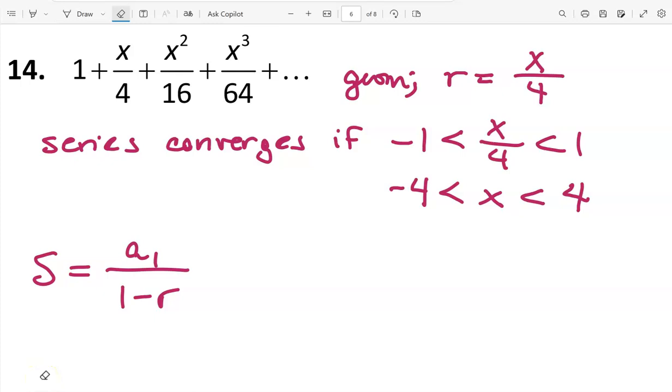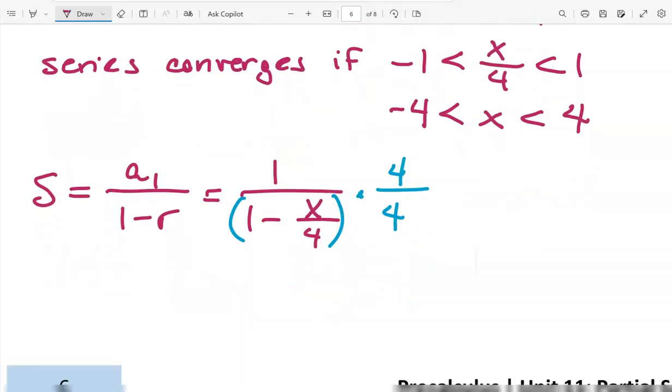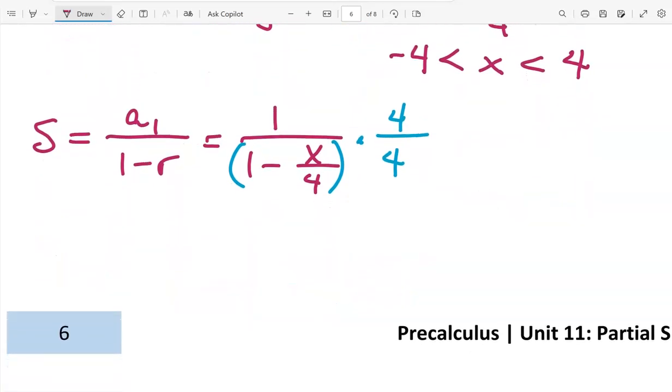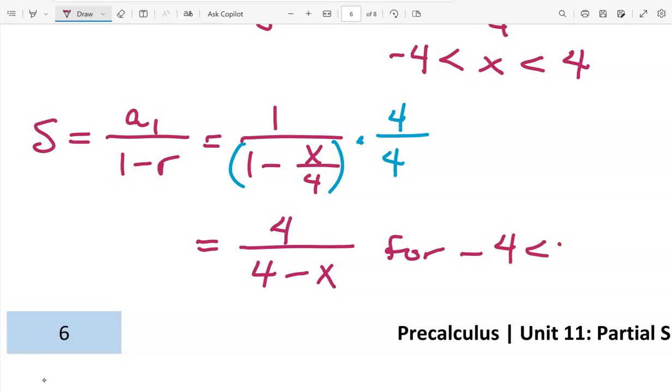The sum of a convergent geometric series is equal to the first term divided by 1 minus the common ratio, and our first term of this series is 1, and the common ratio is x divided by 4. To simplify this complex fraction, we can multiply it by +4 over 4, which gives us a result of 4 divided by 4 minus x, and the sum of that series is 4 divided by 4 minus x whenever x is a value that falls in between 4 and -4.